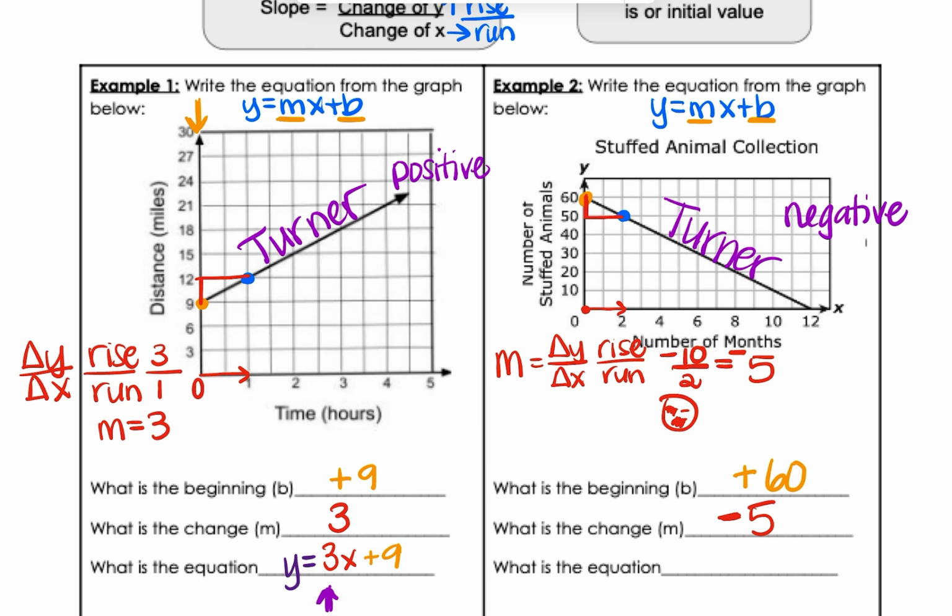So now I can write my equation, always starting with my y equals. My m value was negative 5, representing a negative slope, and that goes with our x. And then remember, where did we begin? We began at positive 60. And that's how we write equations from graphs.